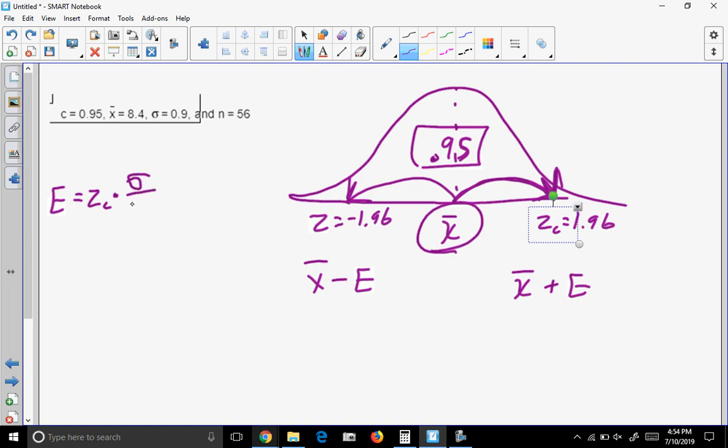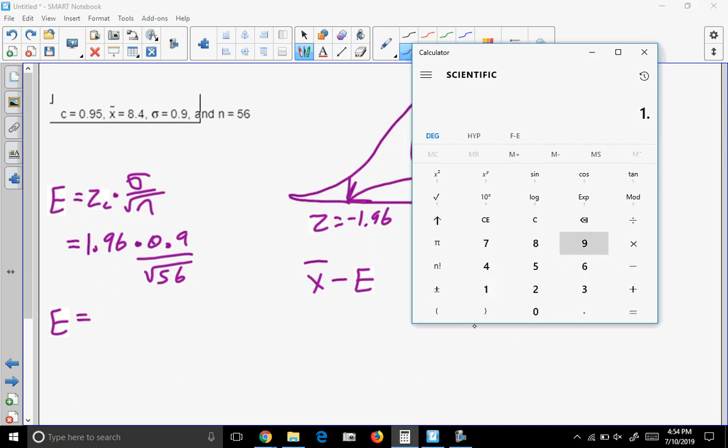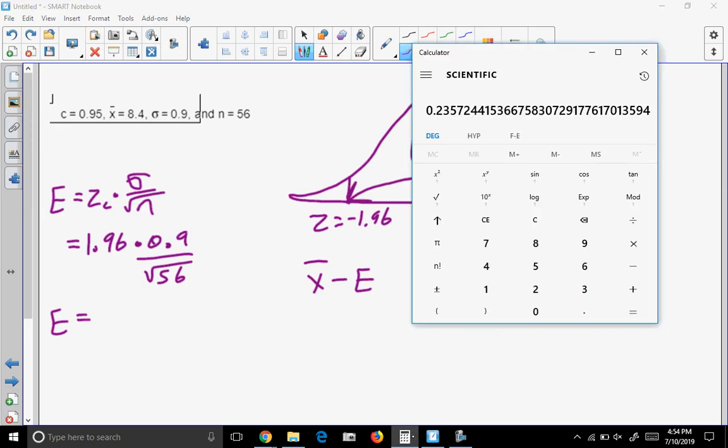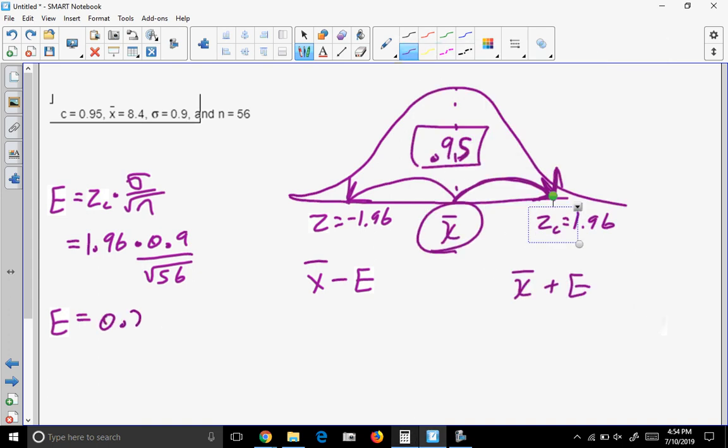Times our standard deviation over the square root of n. So 1.96 times 0.9 divided by the square root of 56. So let's get our margin of error. How many decimal places do they want here? They want 2 decimal places. So 0.24, 0.24 is our margin of error.